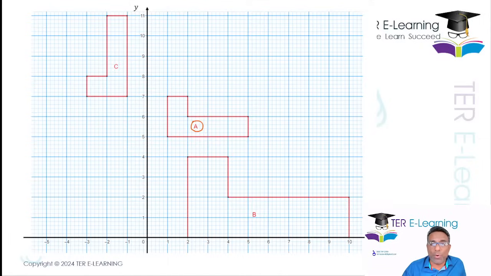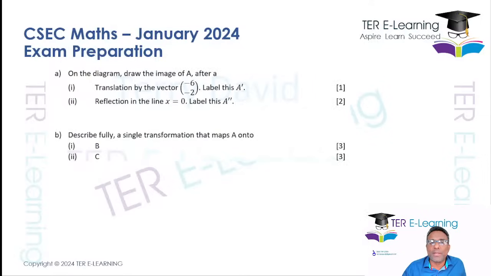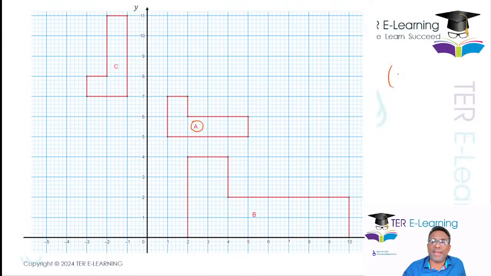Now let's see what I want here. On the diagram, draw the image of A after 2 things. First, we want to draw a translation of this shape using the vector minus 6, minus 2. So the vector is minus 6, minus 2.